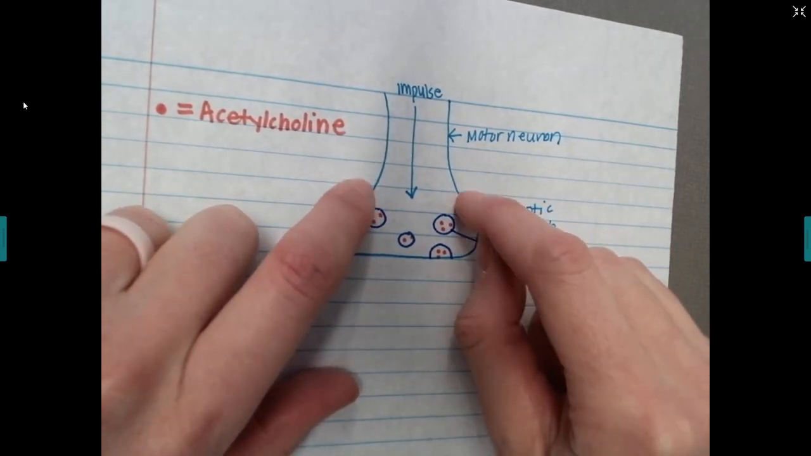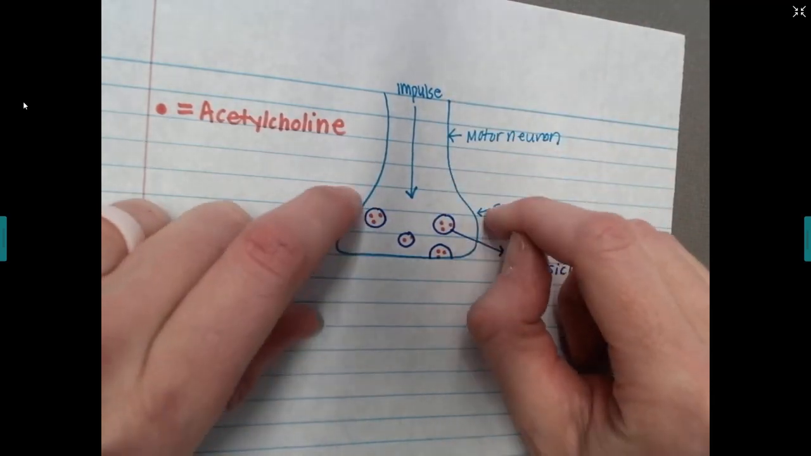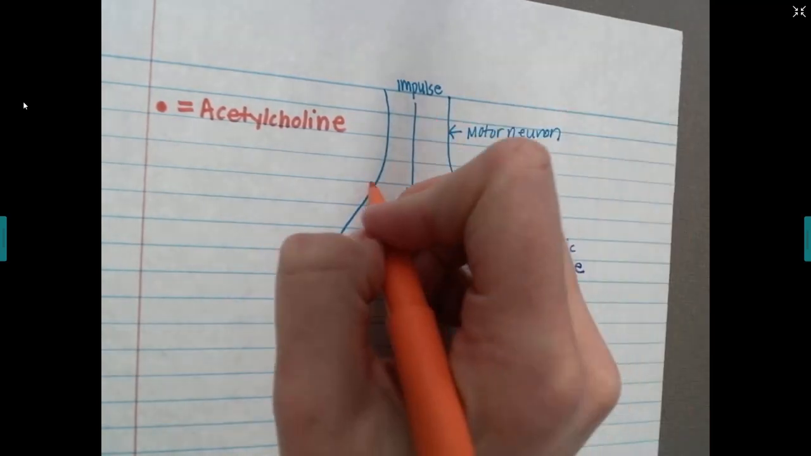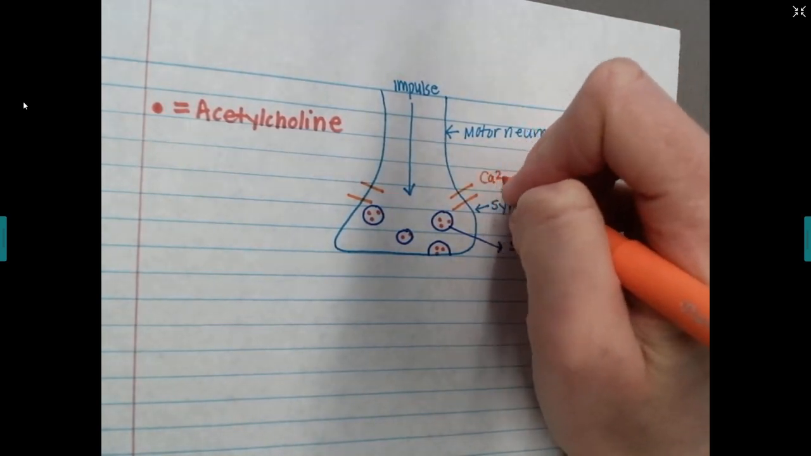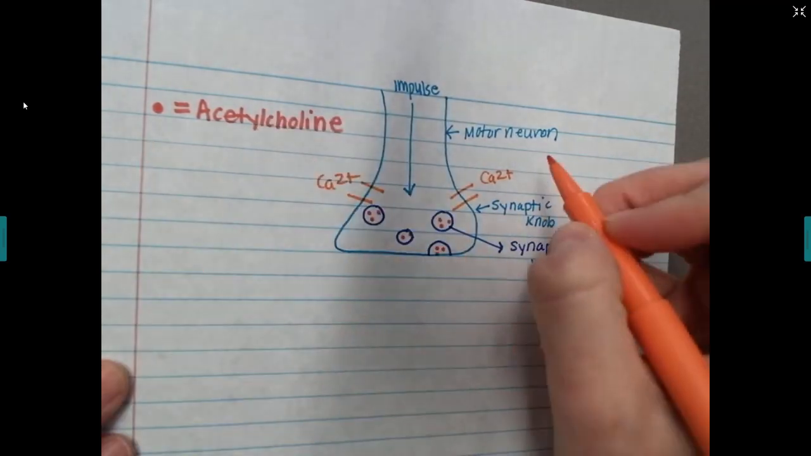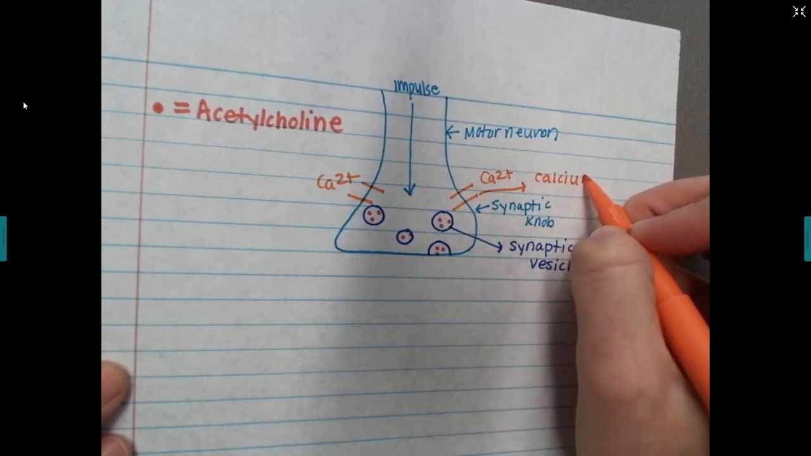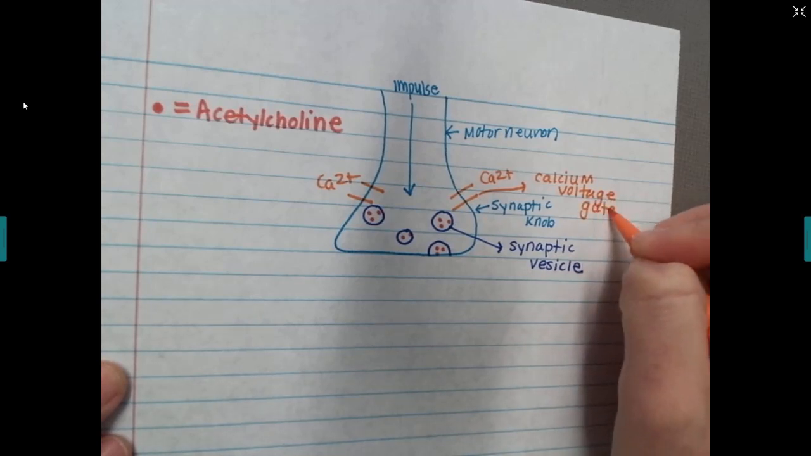But the way that calcium is going to rush in is by an impulse. So situated around this synaptic knob, there's going to be calcium voltage gated channels. So I'm going to take an orange here, and I'm just going to put in a little channel. And that channel is going to allow calcium to move in. So the orange here is a calcium voltage gated channel.